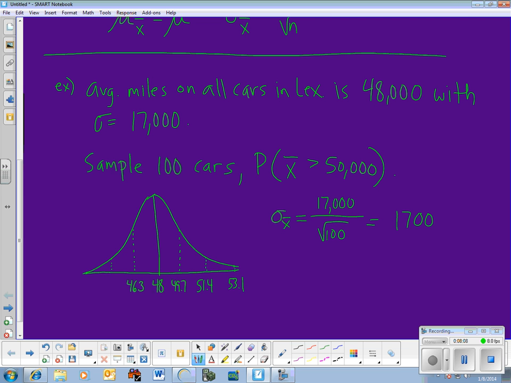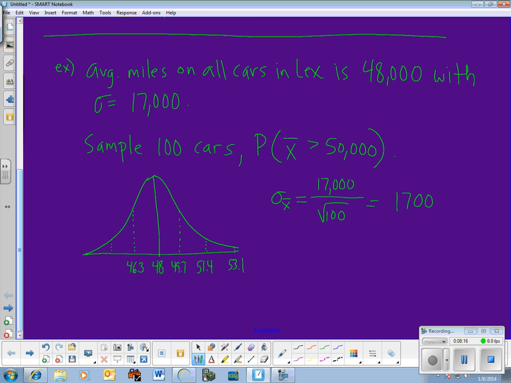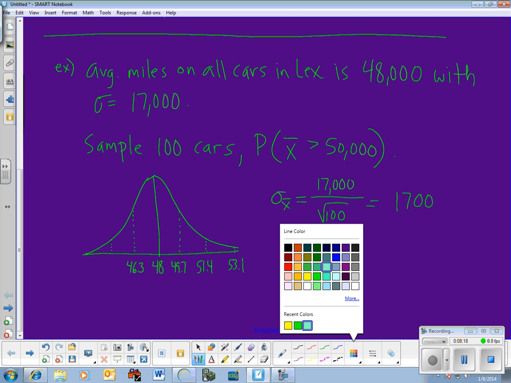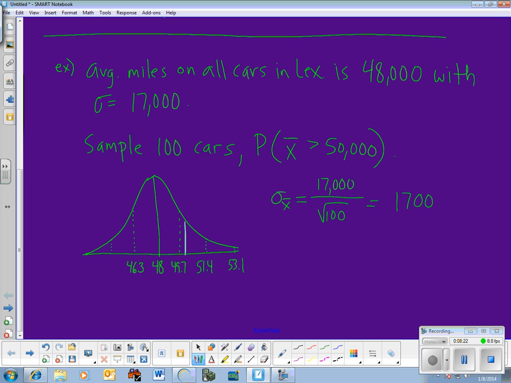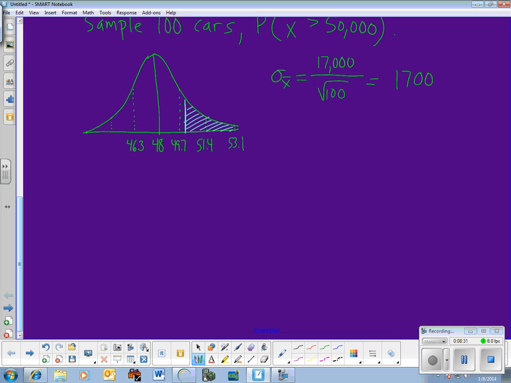So my question is, what's the probability that my sample of 100 cars has a mileage on average over 50,000? So I can find that on my graph. 50,000 is, let's see, right in here somewhere. So this is the probability that I'm looking for. It looks like it's a pretty small chance, but it's not outrageous. So let's calculate it.